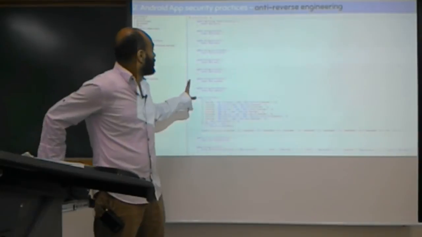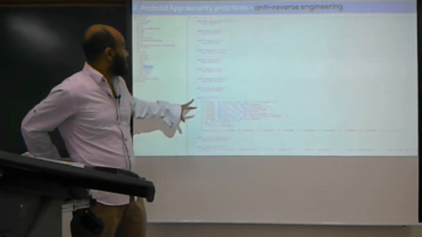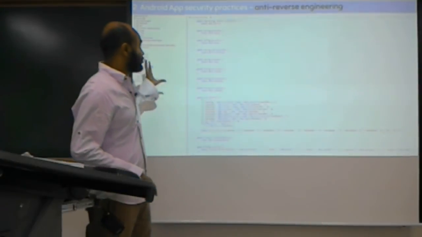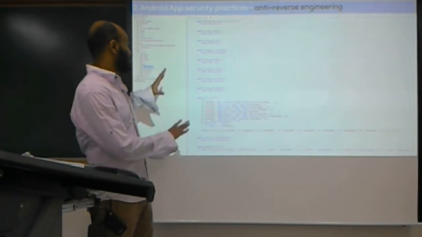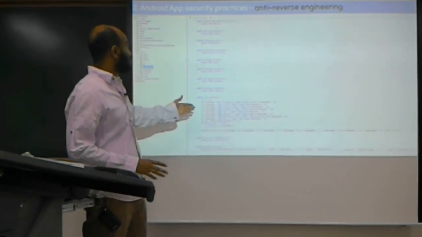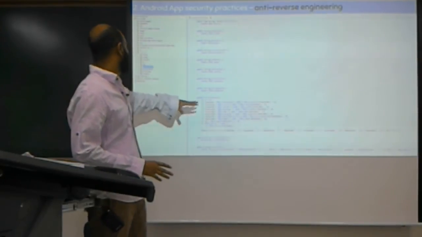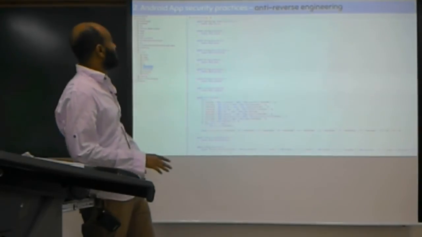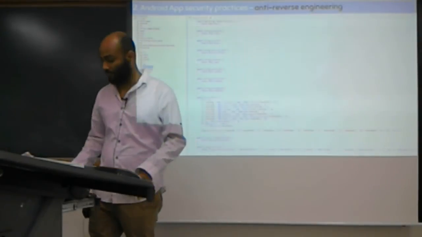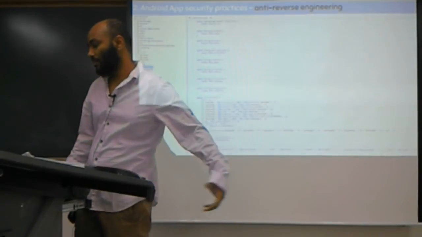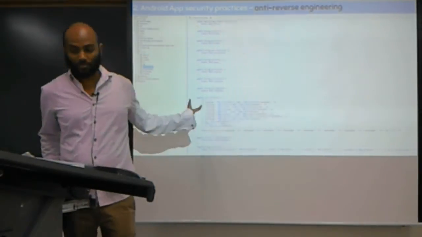I don't know if you can see or not, but this is an application that is not protected or anything. You can see the variable names clear and smooth, and you can see the class names and the structure of the code. So unprotected or unobfuscated code looks like this.